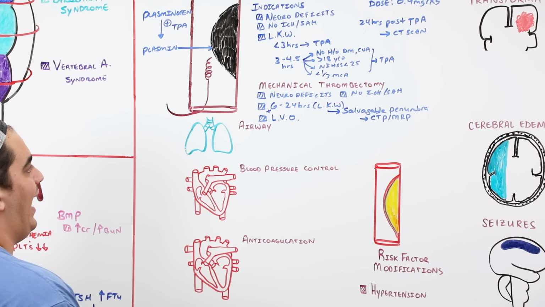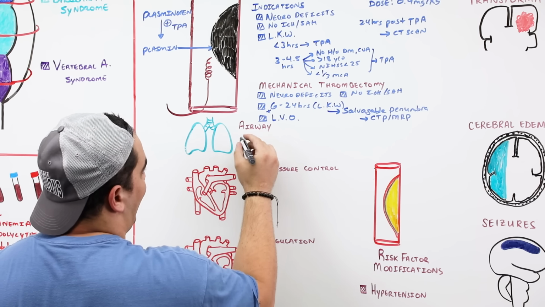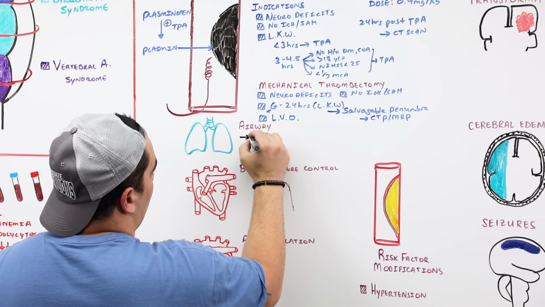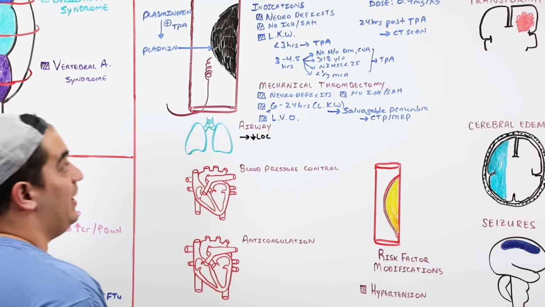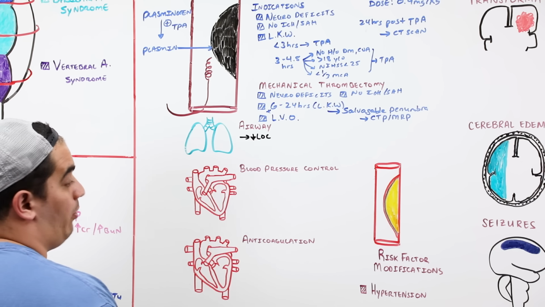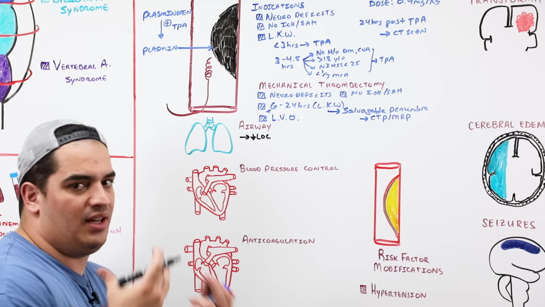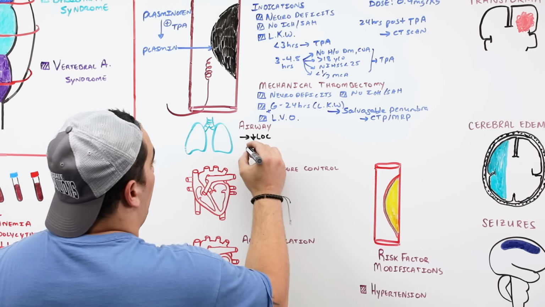So when we talk about airway, what do we mean? If someone has a decreasing level of consciousness because of their stroke, or because they aspirated because they have significant dysphagia from their stroke, then what do we need to consider?